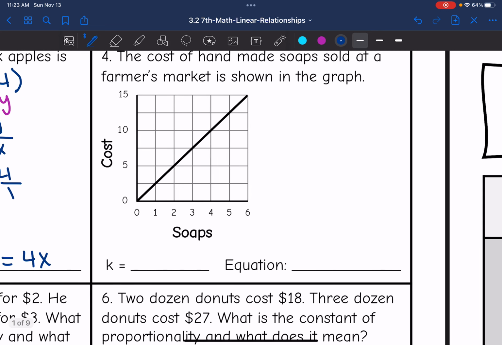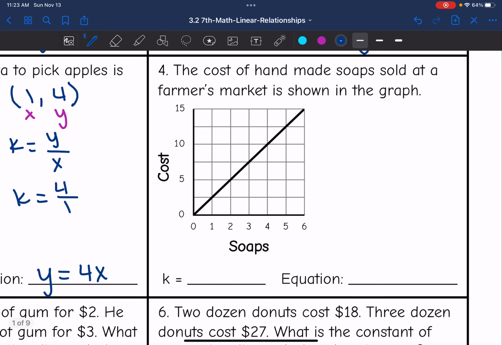Okay, let's look at number 4. It says the cost of handmade soaps sold at the farmer's market is shown in the graph. So I need to identify an ordered pair I can use. This would be 0, 0. This would be 1 and 2.5. This would be 2 and 5. This would be 3 and 7.5, and so on. And I can use any of those ordered pairs.